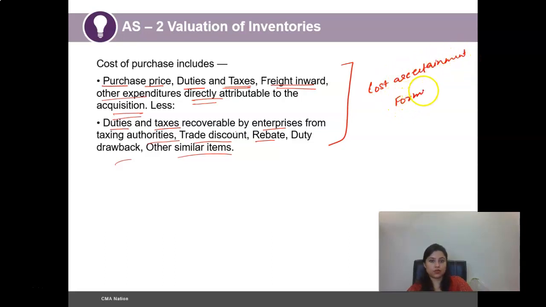This is a formula that you need to learn and keep in mind, because a question can be asked in which these are the costs of purchase of a particular inventory, and keeping in mind what should be added and what should be subtracted, you have to evaluate such cost of purchases of those inventories.